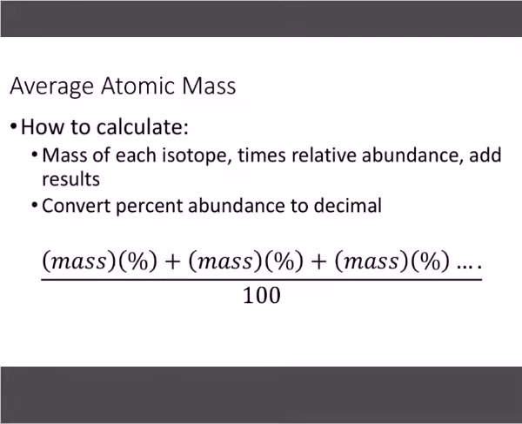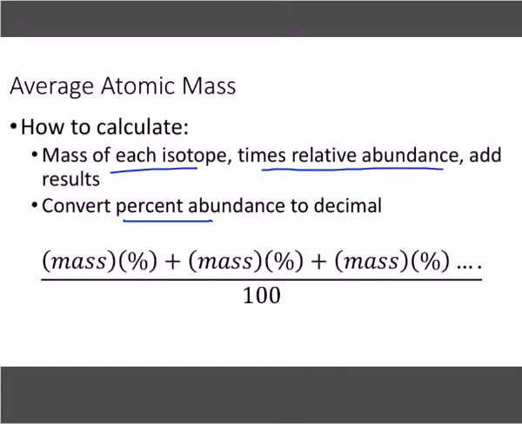All right, so here we go. How to calculate? You're going to take the mass of each isotope. You're going to multiply it by the relative abundance and then add all the results together. You're going to convert the percent abundance to a decimal. So there's really two ways that you can solve this. Find the way that you are more comfortable with and go with it. This is the general form, guys. You're going to take the isotope mass, multiplied by the isotope's percent abundance. Add it to the next mass times its percent abundance. And keep doing that until you run out.